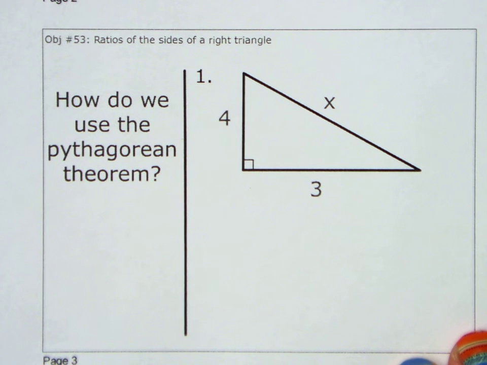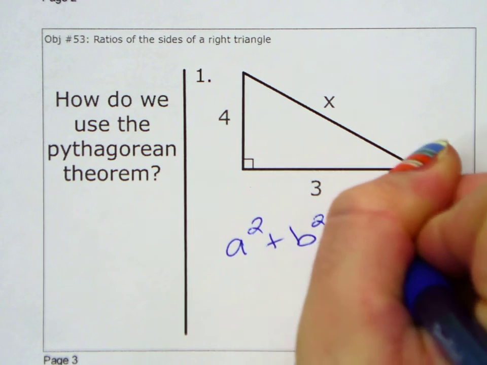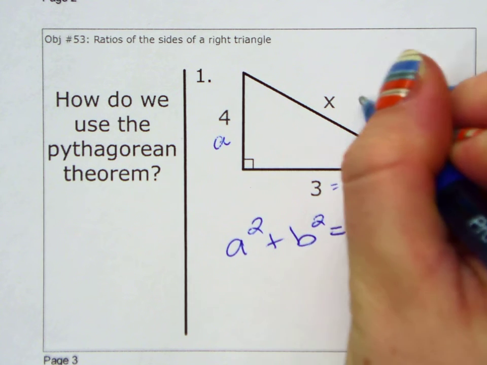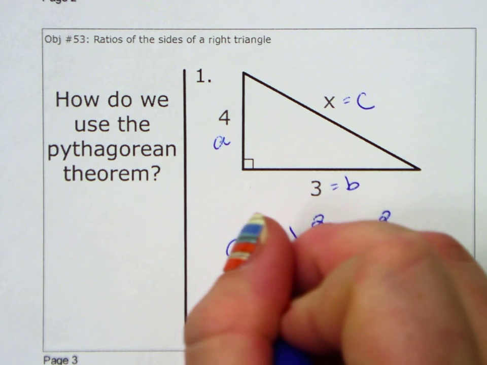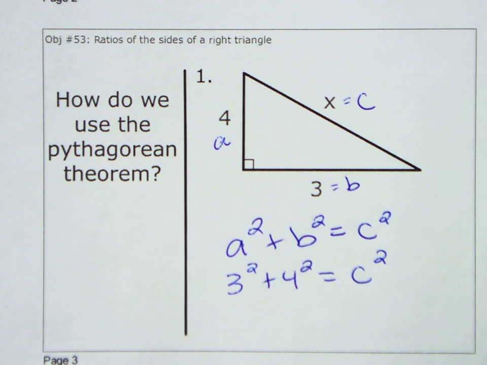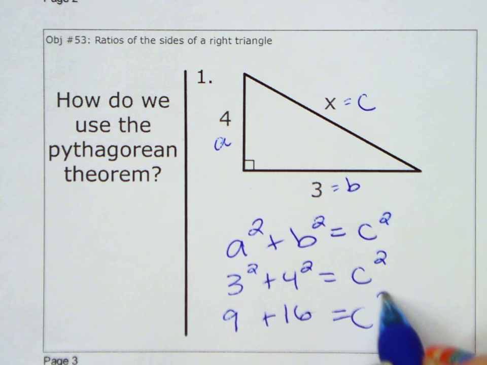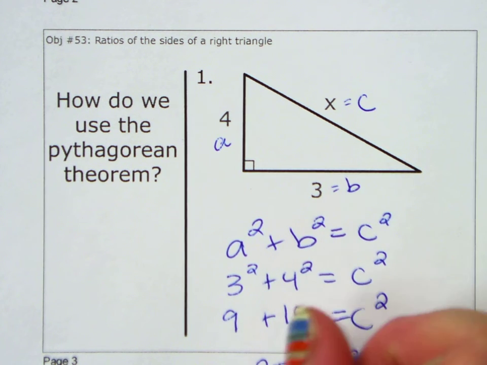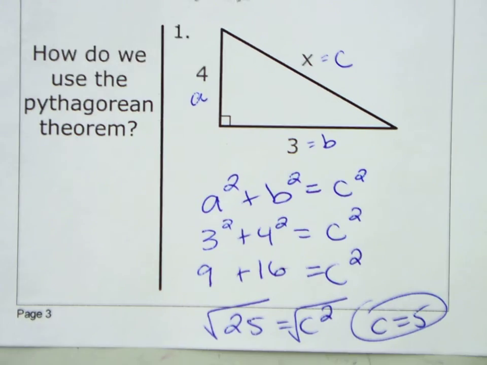Okay, so let's do a problem. Use the Pythagorean theorem to find the value of x. Remember, a squared plus b squared equals c squared. Label each letter. This is my a, this is my b, and this is my c. For c, you can either leave it c or leave it x, it doesn't matter. 3 squared plus 4 squared equals c squared. 3 squared is 9, 4 squared is 16. 25 equals c squared. If 25 equals c squared, take the square root. C equals 5. So the value of x is 5.